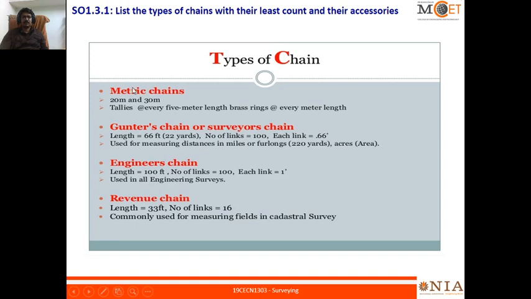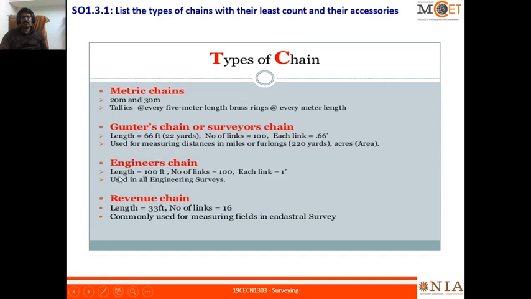So already we have discussed the metric chain of 20 meter and 30 meter, with tallies at every 5 meter. Gunter's chain, or the surveyor's chain, is 66 feet long, that is 22 yards. Here also there will be 100 links, so each link is 0.66 feet, which if you multiply by 100 gives 66 feet. It is used for measuring distance in miles or furlongs. 220 yards is a furlong, and you can get the area directly in acres.